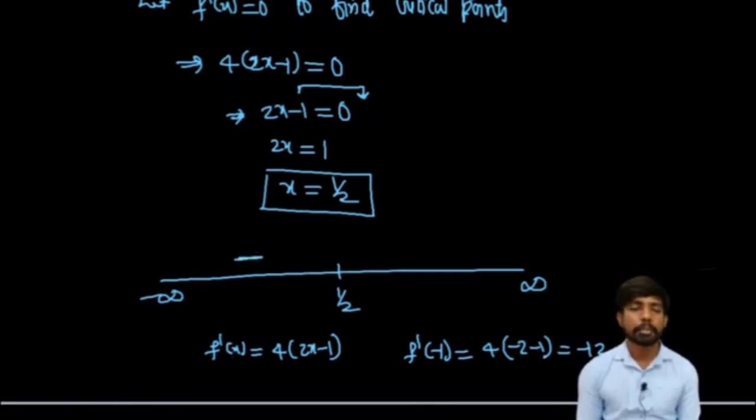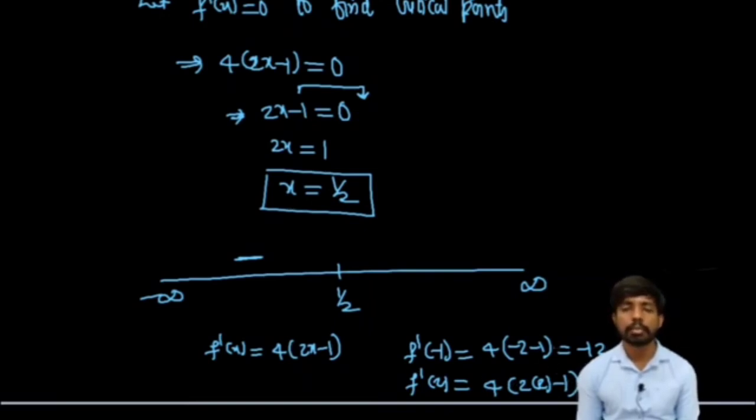Next, if I substitute any value from 1 by 2 to infinity, let us consider 2. Then f dash of 2 is equal to, substituting 2 in the place of x, 4 into (2 into 2 minus 1). So what is the result? 2 twos are 4, 4 minus 1 is 3. 3 fours are 12.